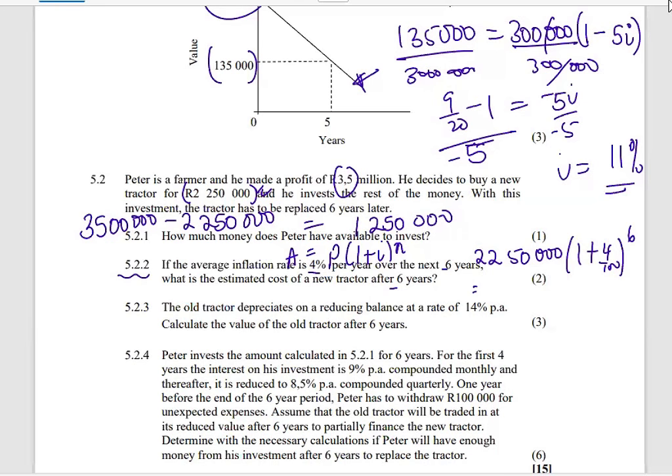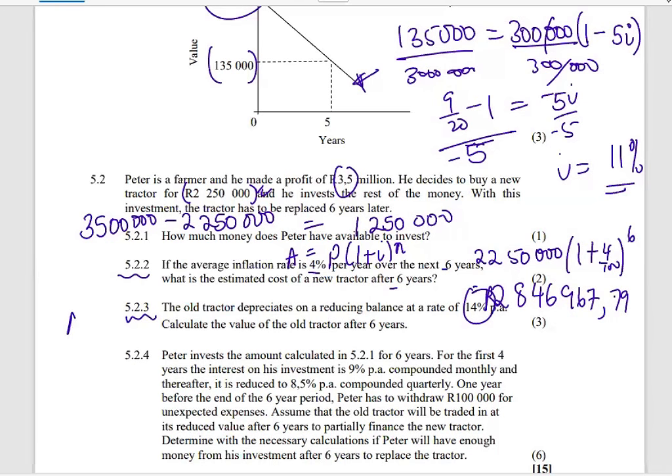So 2,250,000, 1 plus 4% to the exponent of 6. So I'm getting 2,846,967.79. So that is how much now the new tractor is going to cost within the 6 years. All right, then 5.2.3, the old tractor depreciates on a reducing balance rate of 14%. What is the value of the old tractor?